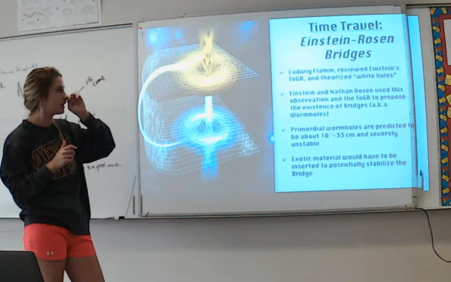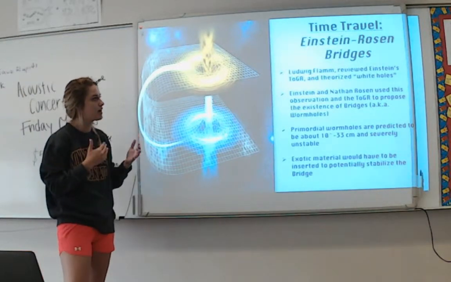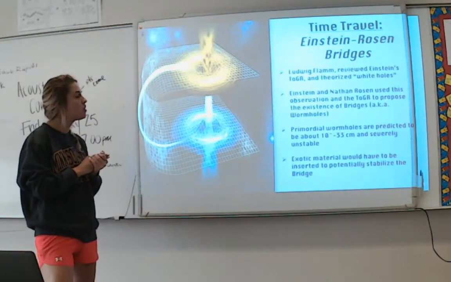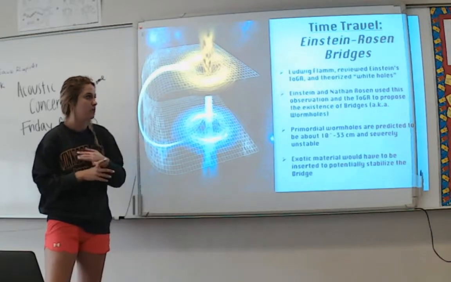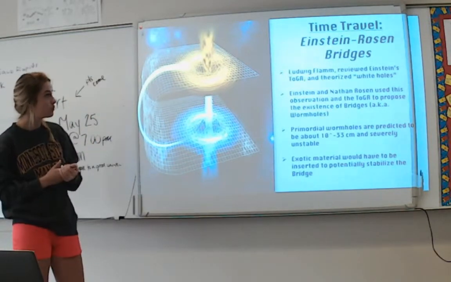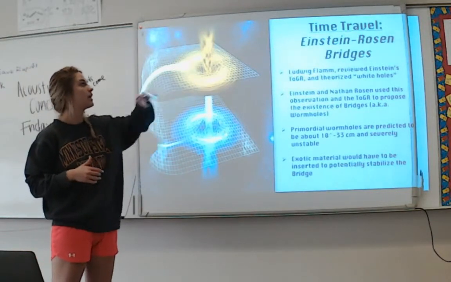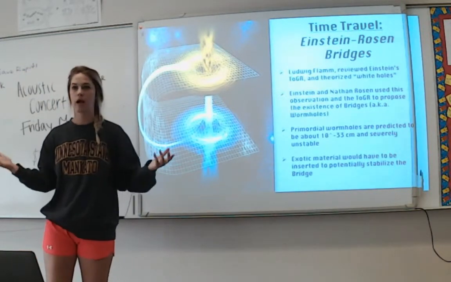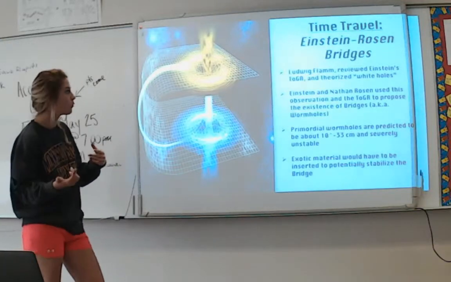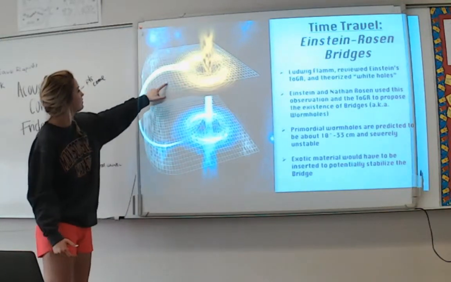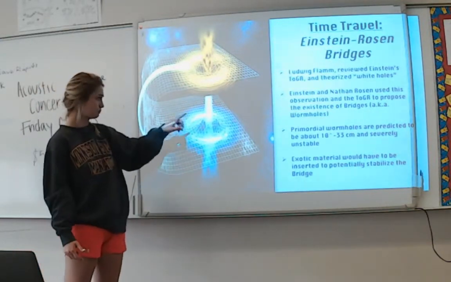And then many years later, I think it was 1935, Einstein and another physicist named Nathan Rosen were using this observation as well as the theory of general relativity to propose the existence of bridges. They termed them Einstein-Rosen bridges, more commonly known as wormholes. So with a wormhole, you can see the space-time continuum wrap around like this.